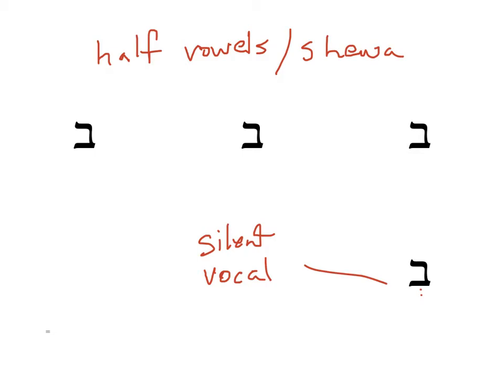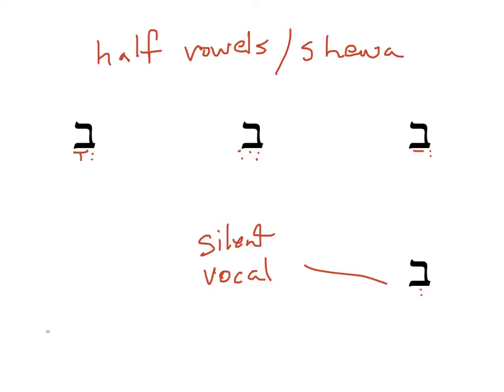Next, there's the Schwa combined with a patak, which is a hatuf patak, and that's a short ah sound, as in father, just a shorter sound. Next is the hatuf sagol, which is the short e sound, as in enter. Next is the hatuf kametz sound, which is a short o sound, as in old.